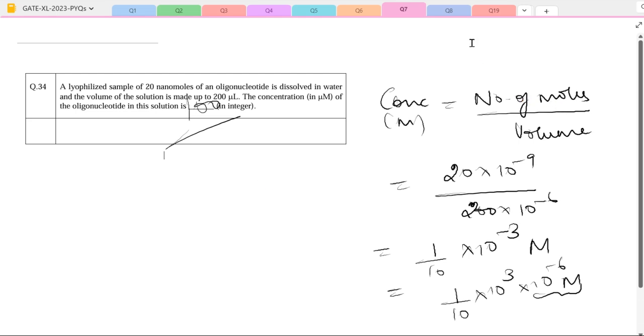This is a very simple question. Any basic chemistry knowledge should help you to solve it. Moving on to the next question. DNA in a 1 centimeter long chromatin contains 5 into 10 power 9 base pairs. The fold compaction of this DNA within the chromatin is, in integer.